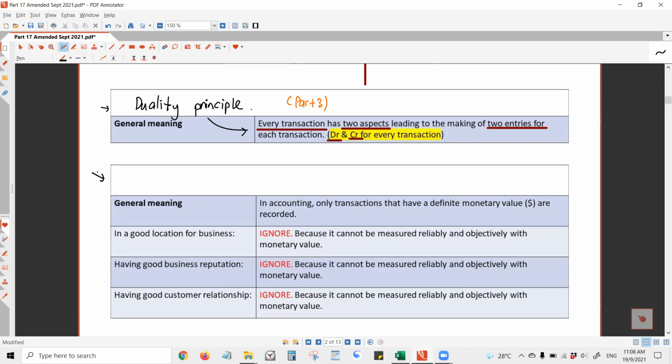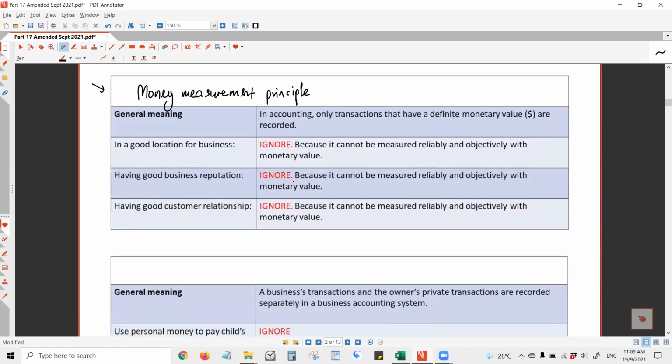Next table, you write. This is something you have never seen before. Money measurement principle. You write down. The reason I don't type for you is because when you write it down yourself, you can remember better. Then you never see my notes that are complete, right? My notes are always with blanks here and there. My purpose of doing so is to let you do some writing when I'm doing the topics.